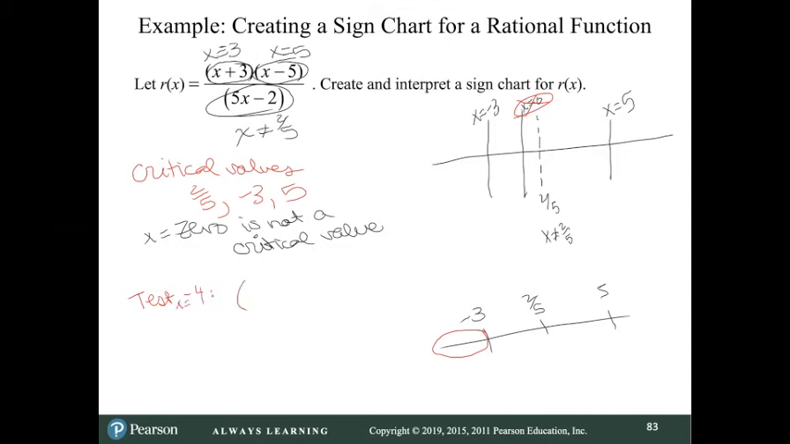-4 plus 3 gives me -1. I'm just going to write the negative because all I need to know is if the answer is going to be positive or negative. And then we have -4 minus 5, that's negative. So far, our answer is going to be positive. Divided by 5 times -4 is -20, minus 2, also negative. So our answer here will be negative.